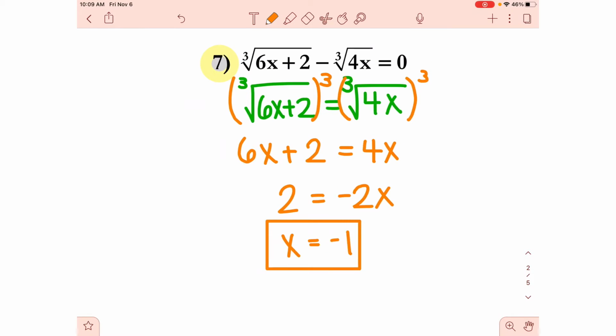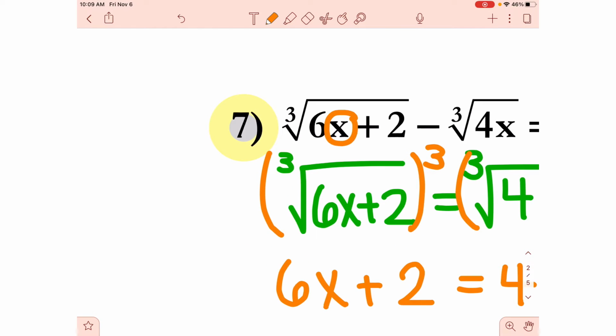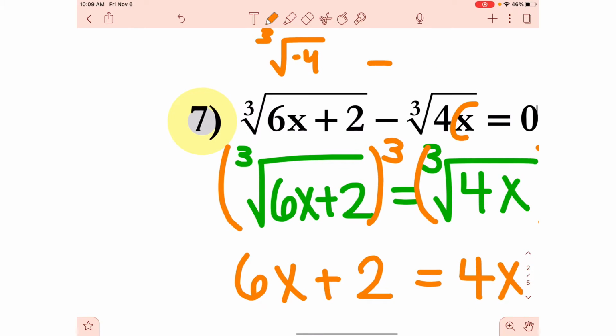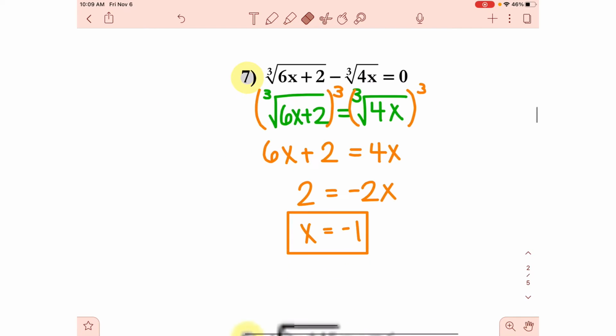Now, of course, we want to check our work to make sure that we're getting the right answers. So with that in mind, let's see. If I plug in a negative 1 here, I get the cube root of negative 6 plus 2, which is the cube root of negative 4, minus, plug in negative 1, I get minus the cube root of negative 4. Obviously, the cube root of negative 4 doesn't come out nice, but if I take the cube root of negative 4 minus the cube root of negative 4, sure enough, I get 0. So I do know that this is the correct answer.